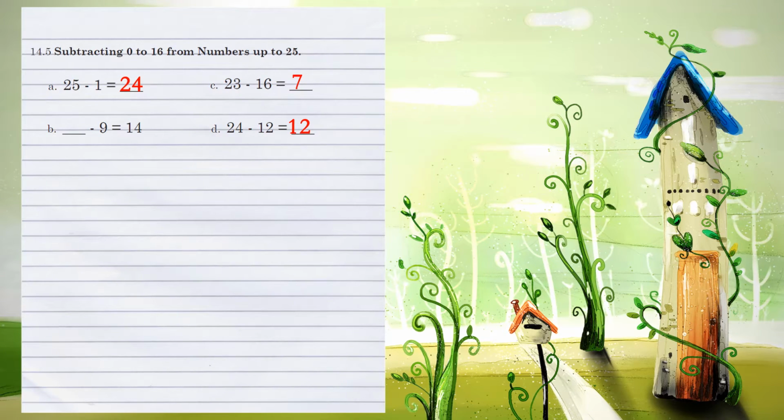Example B, what number minus 9 equals 14? Again, I think working backwards and using our tally marks is the easiest route to take here. So we got 14, 15, 16, 17, 18, 19, 20, 21, 22, 23. We've started with 23 to subtract 9 to equal 14.